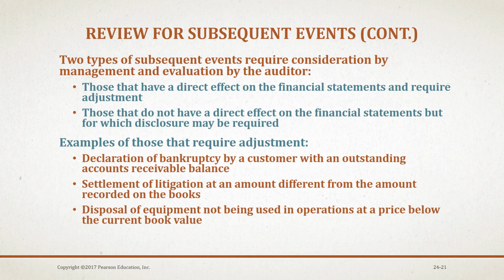So there are two types of subsequent events to worry about. Those that have a direct effect on the financial statements require adjustment, debit and credit, and those that do not have a direct effect, no debit and credit, but may have some sort of disclosure. Perhaps we've got a situation where a pending lawsuit comes up. All right, well, now that the lawsuit has come up, we need to disclose it after year end.